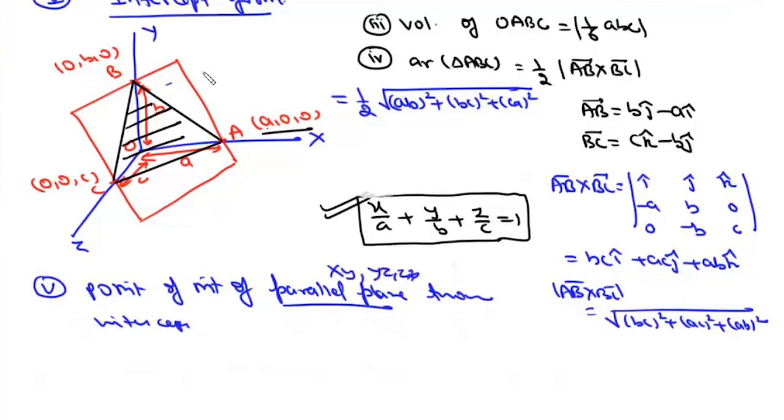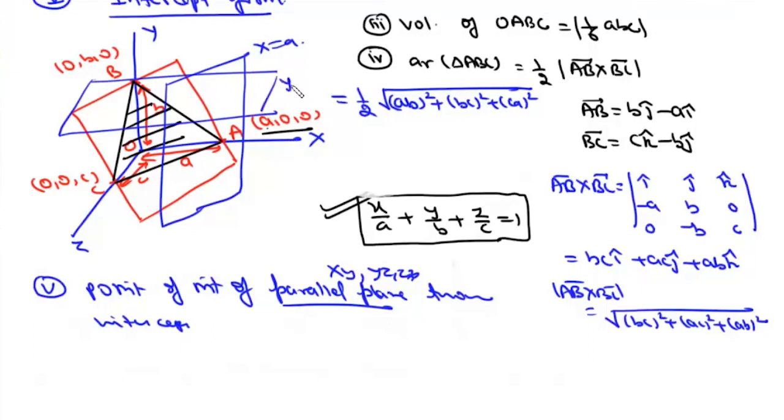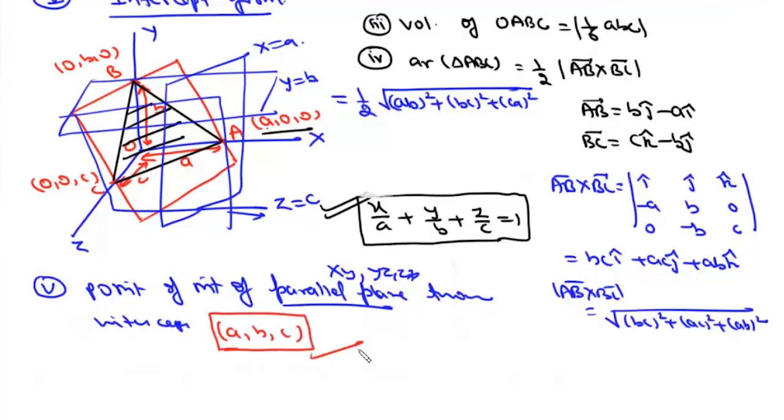Now if we draw a plane passing through A and parallel to the yz plane, in this entire plane the x coordinate will be a. In the same way, if we draw a plane passing through this point B and parallel to the xz plane, in the entire plane y will be equal to b. And then if we take a plane passing through C and parallel to the xy plane, in that case the value of z will be c. So the point of intersection of planes parallel to coordinate planes through these intercepts is simply (a, b, c). So there will be some locus questions on this concept.